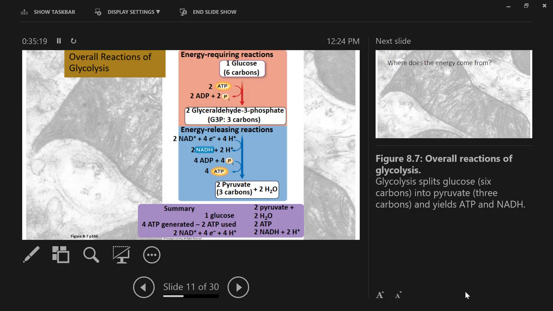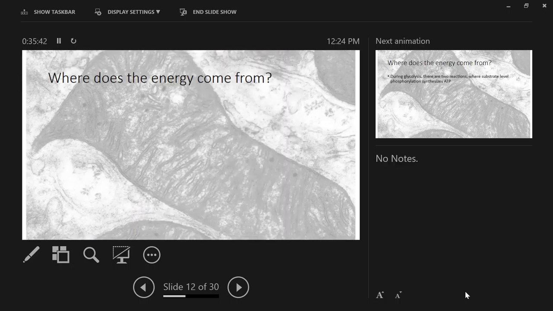All right, and so here's a nice little summary of what needs to take place during glycolysis. This is something that you should always check against what you're doing and make sure you're keeping track of everything you're going to use and everything you're going to produce. Any questions? Okay.